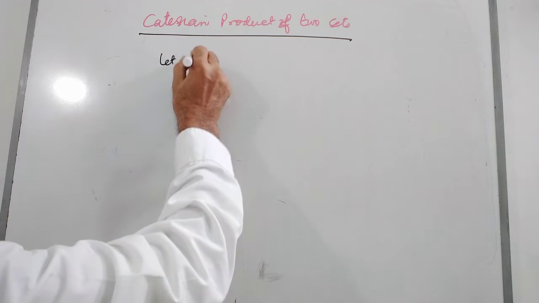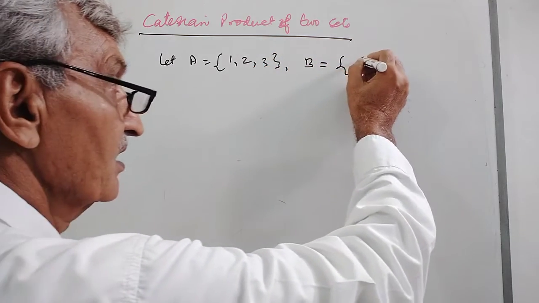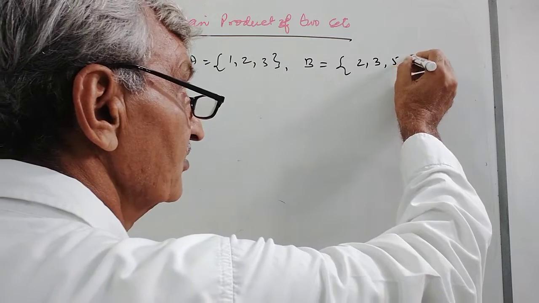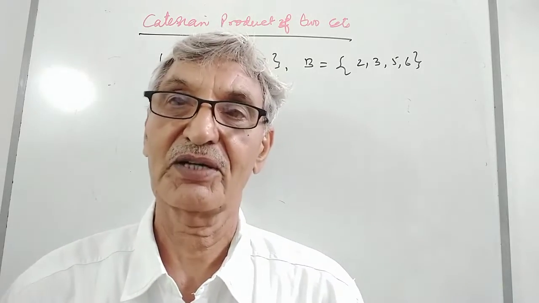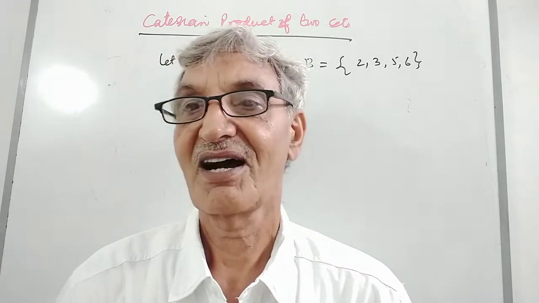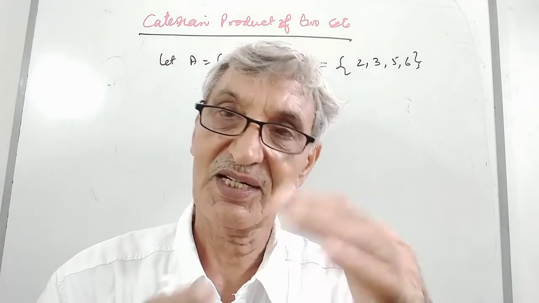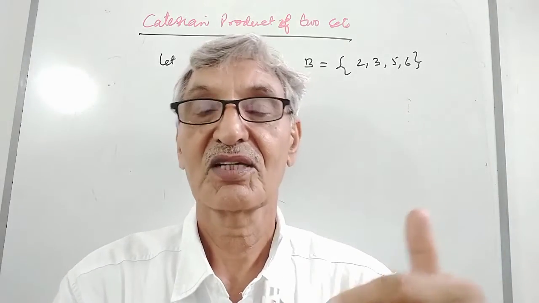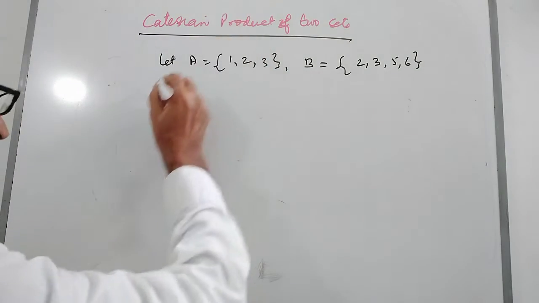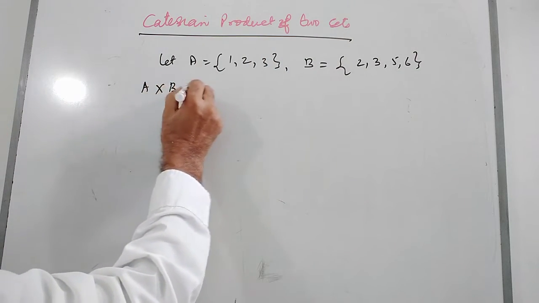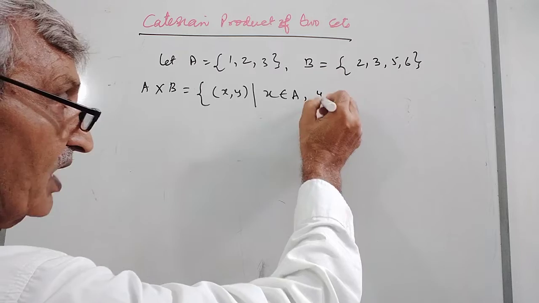Suppose let A be one set, 1, 2, 3, and B is another set, say 2, 3, 5, 6. When I talk about Cartesian, I come across Cartesian geometry, where you have the x-axis and y-axis. Similarly here, there is a relationship, because the plane is R cross R. I'll come to it afterwards. What is the Cartesian product? Product means multiplication. A cross B is the set of all (x, y) such that x belongs to A and y belongs to B.